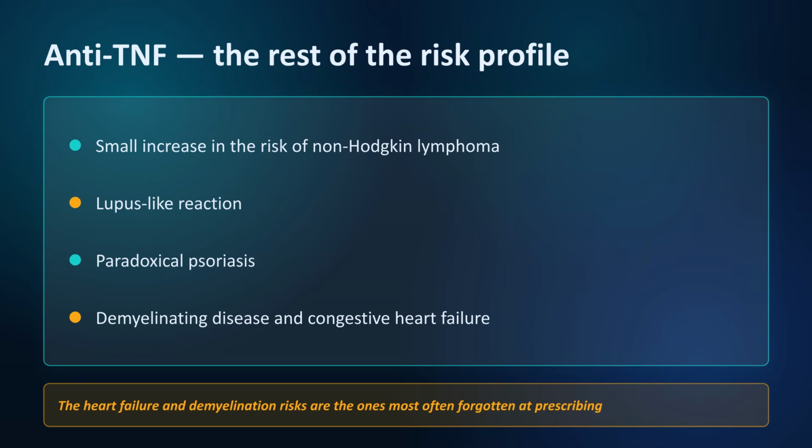The rest of the anti-tumor necrosis factor risk profile. There is a small increase in the risk of non-Hodgkin lymphoma. There can be a lupus-like reaction. There is paradoxical psoriasis, where a drug used for immune disease triggers a skin condition. And there is demyelinating disease, multiple sclerosis, and congestive heart failure. Those last two are the ones most often forgotten at the point of prescribing. Anti-tumor necrosis factor agents can worsen existing heart failure, so take a cardiac history before you start one. Ask specifically about prior demyelinating symptoms and any cardiac history.